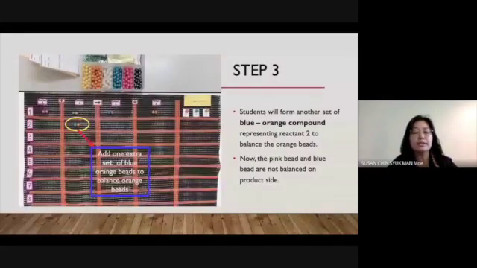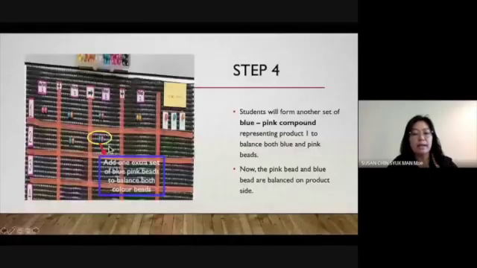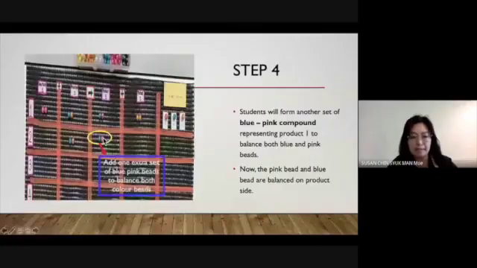Now students are going to add on another set of blue and pink. They are going to add on sodium chloride, so blue and pink. Once they add in another set of compound, blue and pink, let's look at the overall picture again. We have 2 pink bits in our reactants. We also have a total of 2 pink bits in our products. So the pink color is balanced.